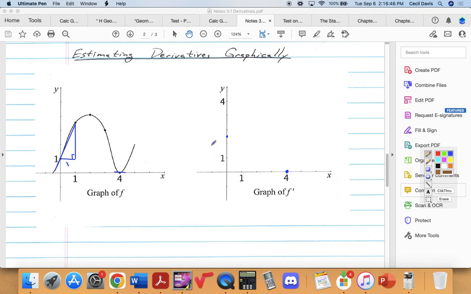Then I'll do that for the next point. I'll use my straight edge to help me draw a line that is just skirting through this. And I'm like, okay, went over 1 and went up. If that's 0.5, went up about 1.5? Yeah? So about 1.5.